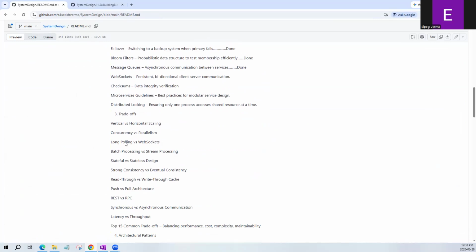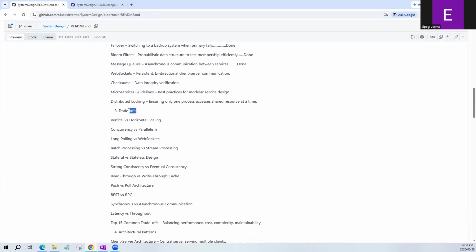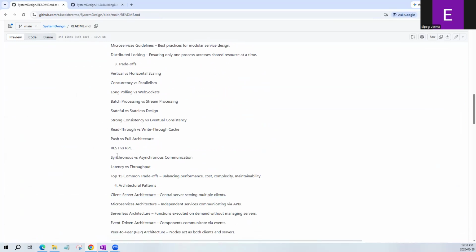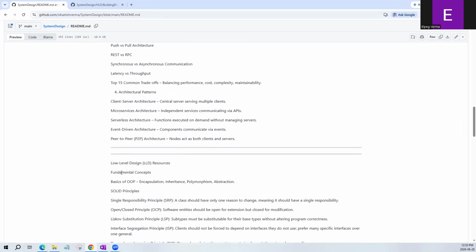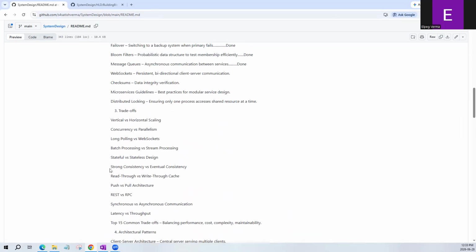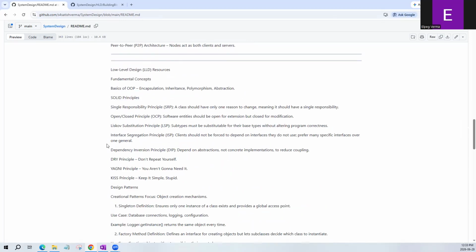These are building blocks, and trade-offs are very, very important. Then we're going to have LLD as well. These are kind of conceptual. You can see and you can learn, but these are very important.